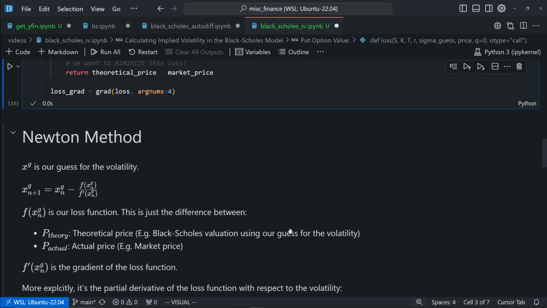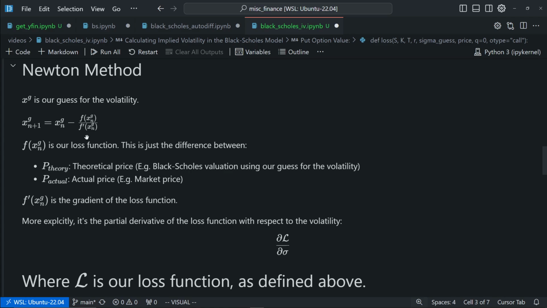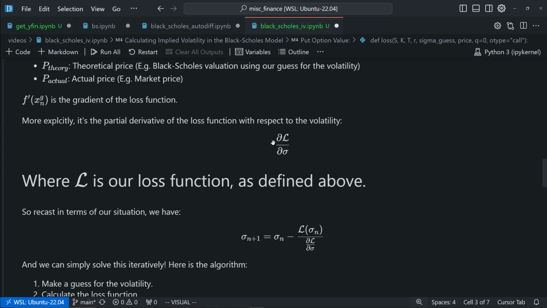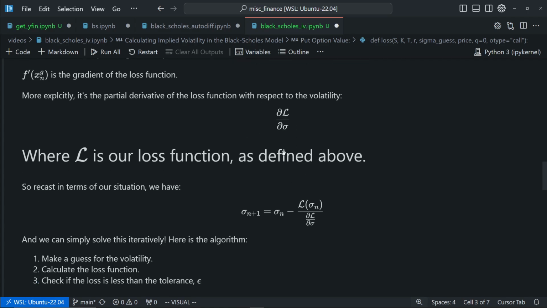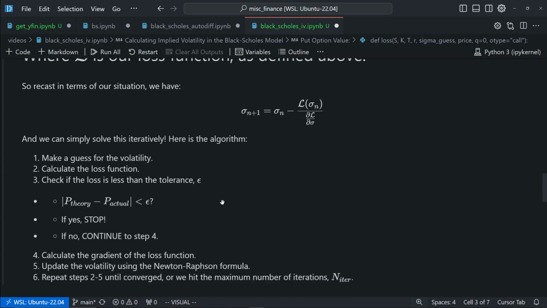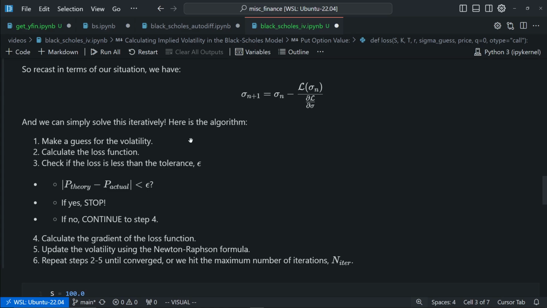Okay. And so we can recast this Newton method formula in terms of our stuff. So our next guess for the volatility will be equal to our previous guess minus the loss function divided by the derivative of the loss function with respect to sigma. And this is a very well-known, very basic optimization algorithm, which benefits from having the derivatives, and it can give you very good convergence to the correct solution. So how are we going to do this? What's the algorithm? The algorithm is pretty simple.